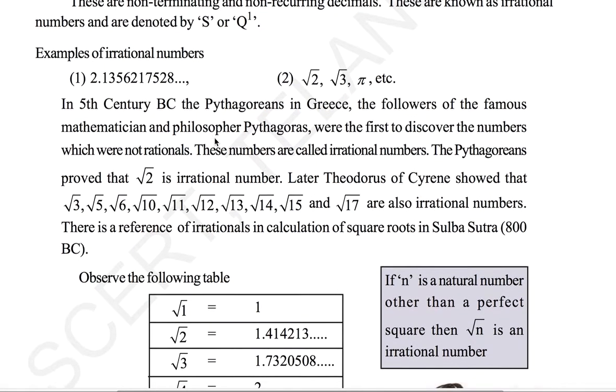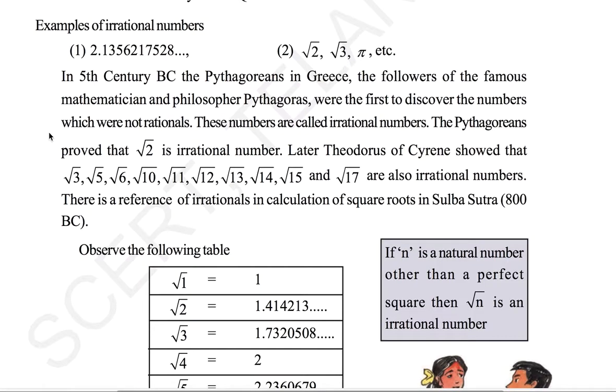In the 5th century BC, the Pythagoreans in Greece, the followers of the famous mathematician and philosopher Pythagoras, were the first to discover numbers which are not rational. These numbers are called irrational numbers. The Pythagoreans proved that root 2 is an irrational number. Later, Theodorus of Cyrene showed that root 3, root 5, root 6, root 10, root 11, root 12, root 13, root 14, root 15 and root 17 are irrational numbers. There is a reference to irrationals in calculations of square roots in the Sulba Sutras, 800 BC.